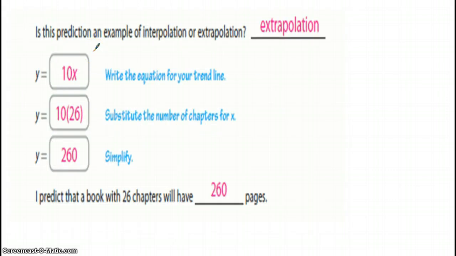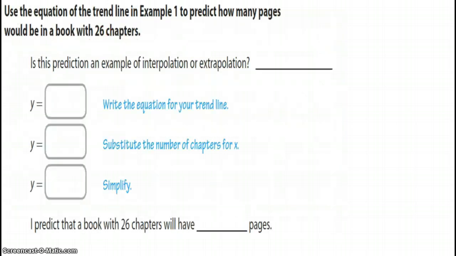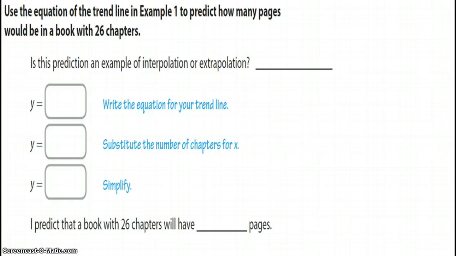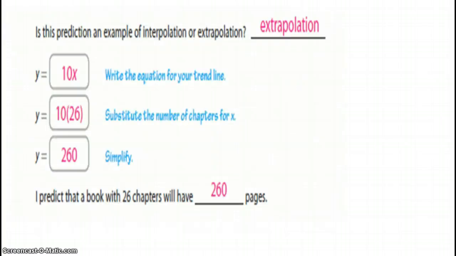Okay, so if it's okay, I want to go back and look at the graph so we can answer the first question. Is this prediction interpolation or extrapolation? So let's go back to the graph and look. Now, they're talking about 26 chapters. This is outside of the data that we have. So if it's outside of the data that we have, it's extrapolation. So that would be the reason why the author chose that answer.